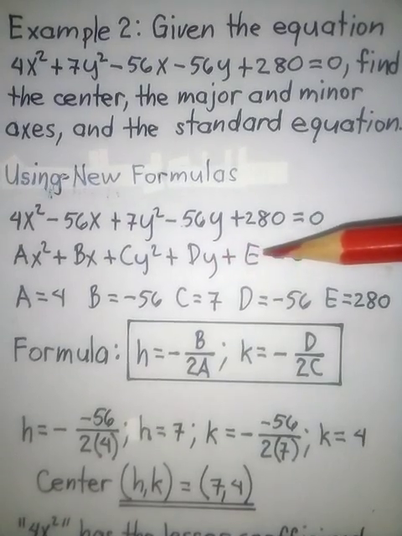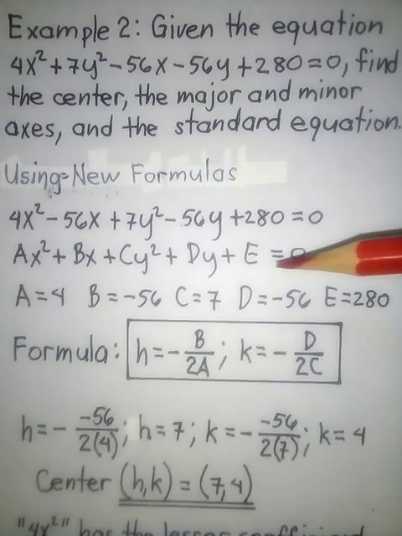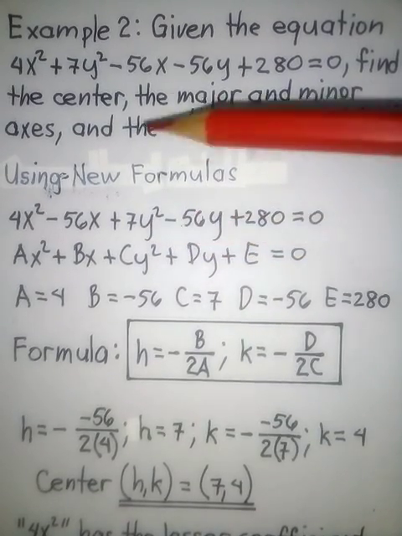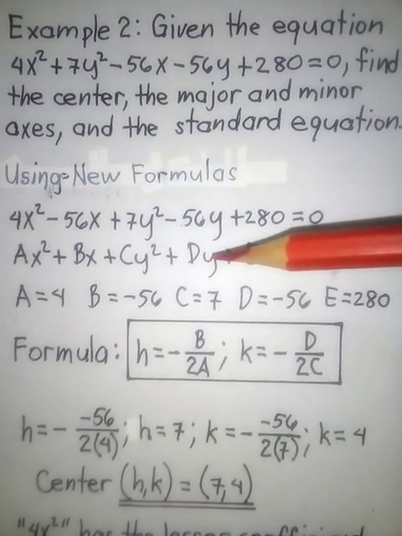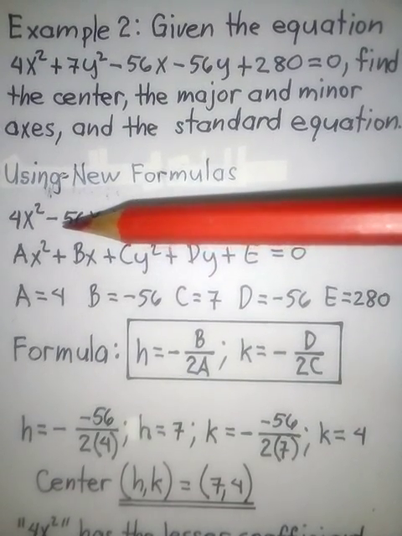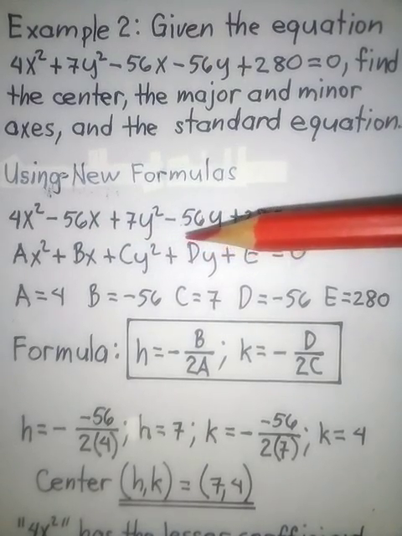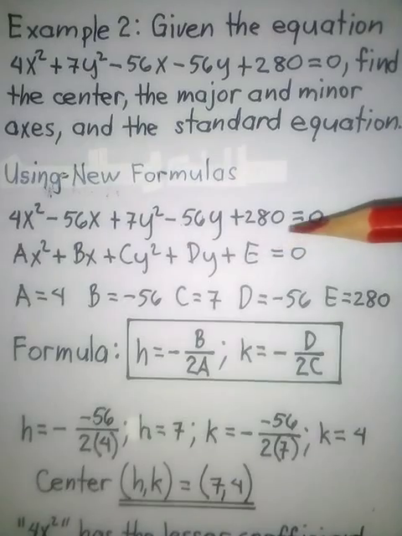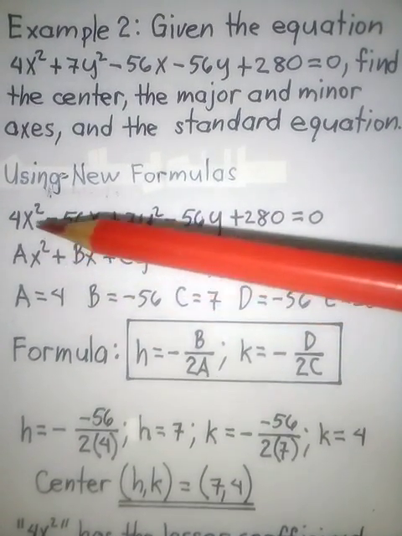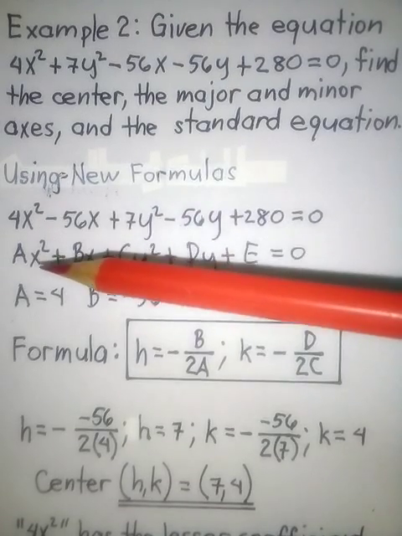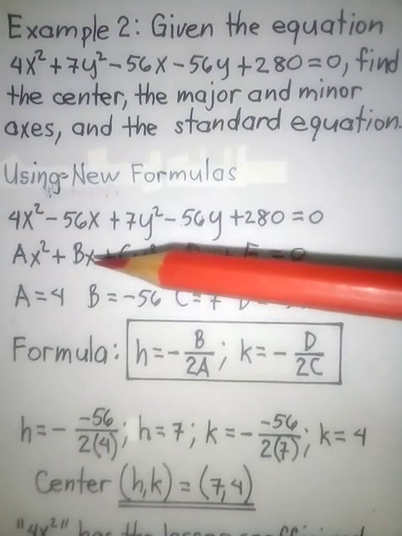So, we now have 4x squared minus 56x plus 7y squared minus 56y plus 280 is equal to 0. So, we have here a is equal to 4, the coefficient of x squared. The coefficient b is equal to negative 56, the coefficient c is equal to 7, coefficient d is equal to negative 56, and the constant e is equal to 280.